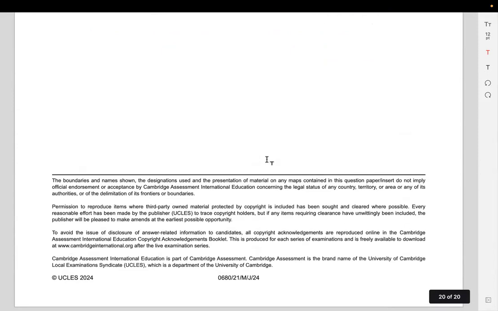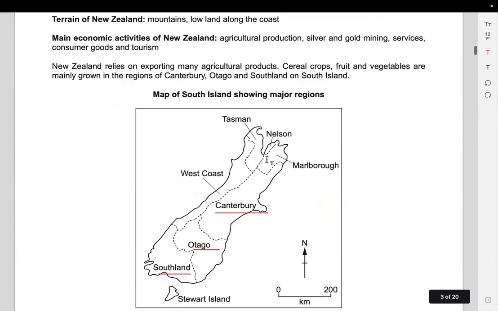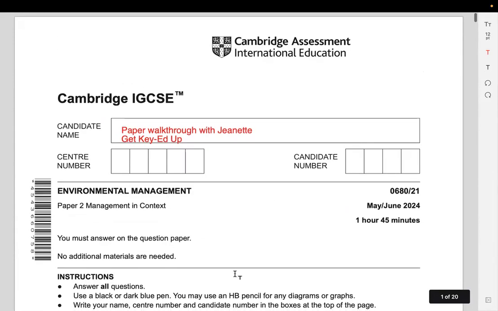Oh gosh, that's it. I felt that that was a really easy paper too. I don't know what you thought.